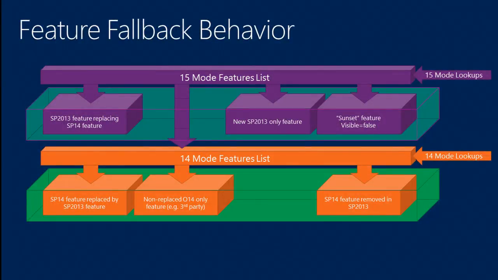And this is what's going on behind the scenes at kind of a diagram level. 15 requests go into the 15 features and fall back as necessary. 14 ones only go into the 14 and never fall forward into the 15 directory. Now, one thing I do want to call out here is if you have a new feature in the 2013 experience, then it won't show up for the 14 site collections. But it is possible for features that aren't in the 14 directories to show up for a 15 site collection if a person wants to activate them there.